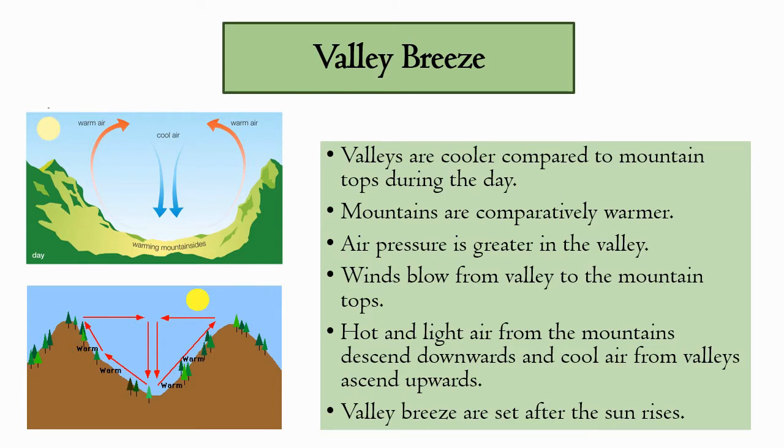Winds blow from valley to the mountain tops because air flows from high pressure area towards low pressure area. Hot and light air from the mountains descends downwards and cool air from valleys ascends upwards. Valley breeze is set after the sun rises.